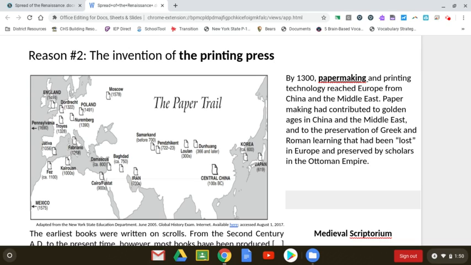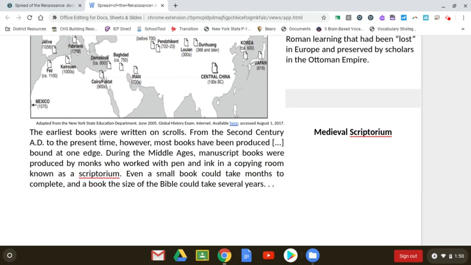By 1300, paper making and printing technology reached Europe from China and the Middle East. Paper making had contributed to the golden ages in China and the Middle East and to the preservation of Greek and Roman learning that had been lost in Europe, preserved by scholars in the Ottoman Empire. The earliest books were written on scrolls. From the 2nd century AD to the present time, however, most books have been produced and bound at one edge. During the Middle Ages, manuscript books were produced by monks who worked with pen and ink in a copying room known as a scriptorium. Even a small book could take months to complete, and a book the size of the Bible could take several years.